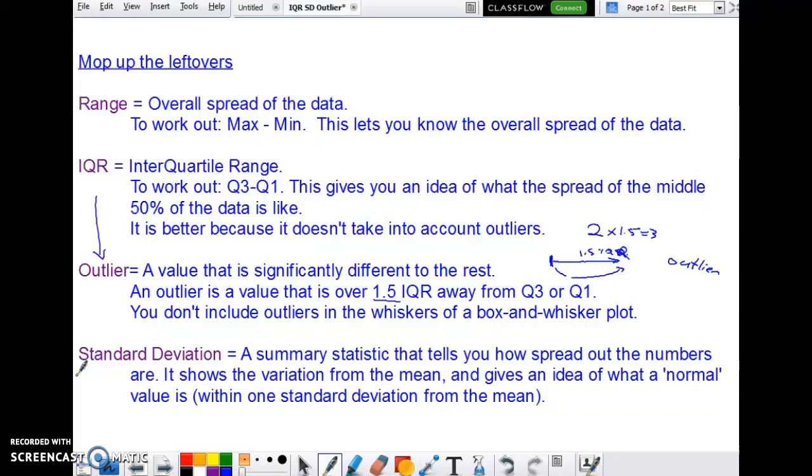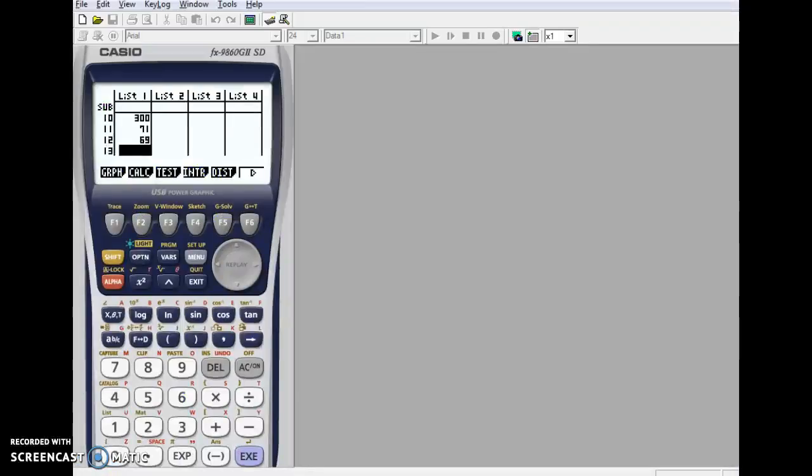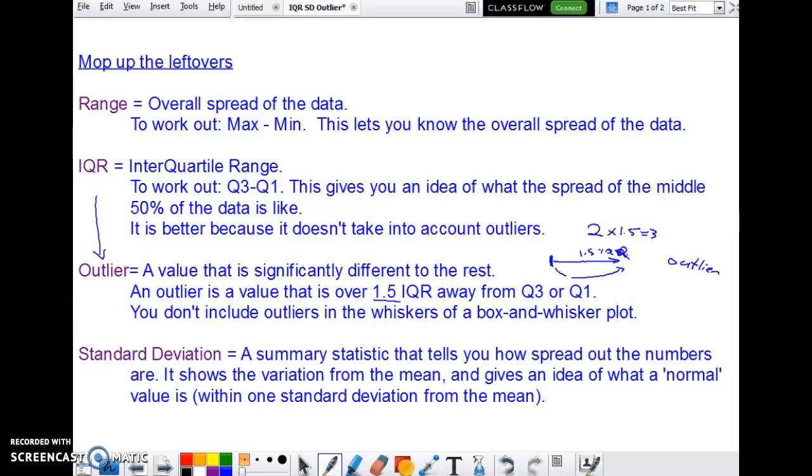Okay, so let's have a look at that in terms of, there are two standard deviations. Okay, there's one standard deviation that looks like this. Okay, this is sigma and x, so of your first list. Okay, that is if you are working out the standard deviation of a population. Okay, so everyone is in your data.